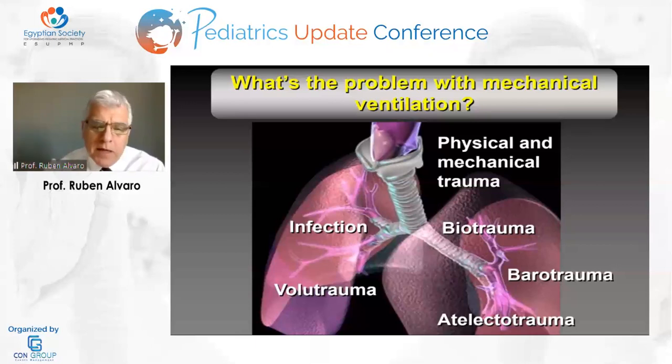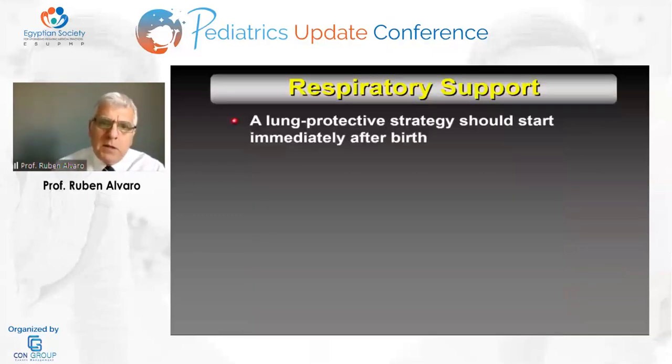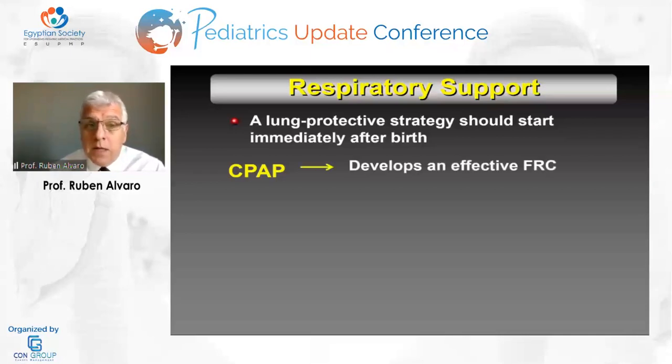Because of this, there has been a switch to less invasive forms of respiratory support to avoid these adverse effects of mechanical ventilation. And one of those approaches has been the use of very early CPAP in the delivery room as a lung protective strategy that should start immediately after birth. Now, how does CPAP work? There are many, many mechanisms by which nasal CPAP can help with your care. First of all, we know that CPAP helps us to develop an effective FRC.